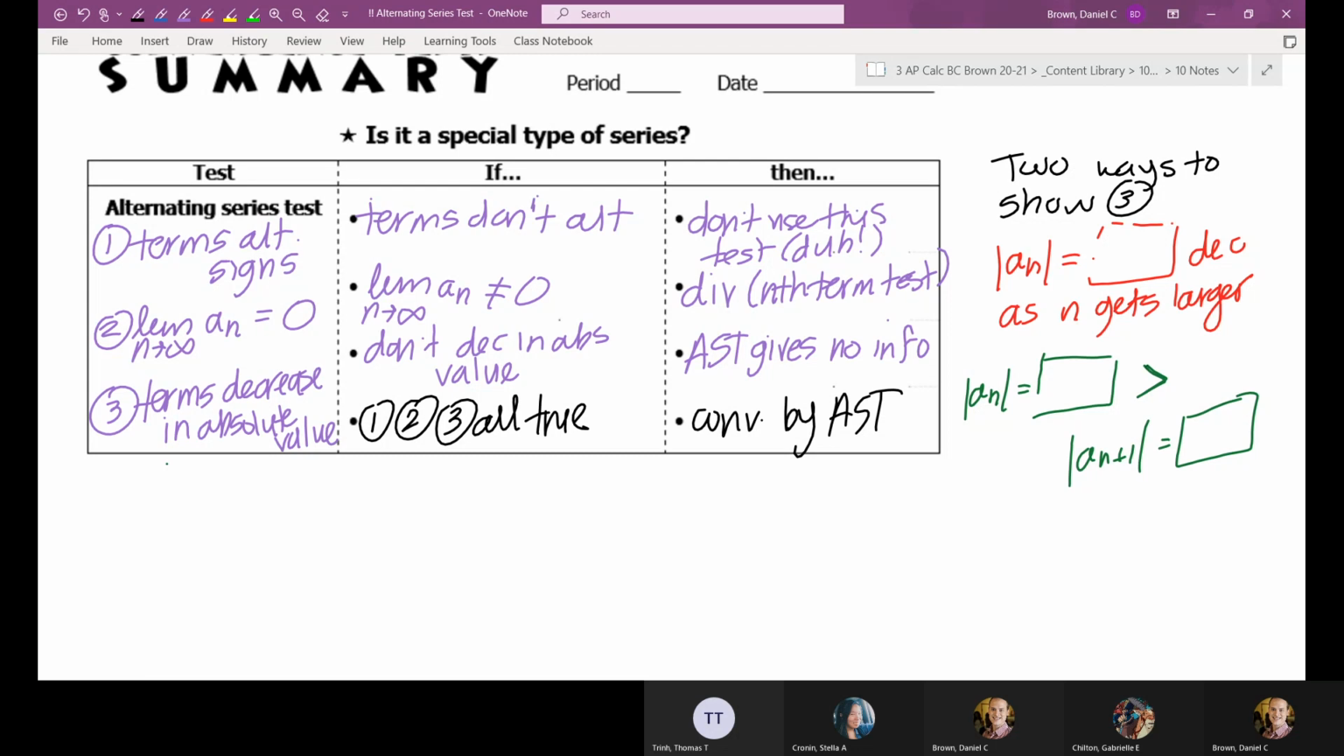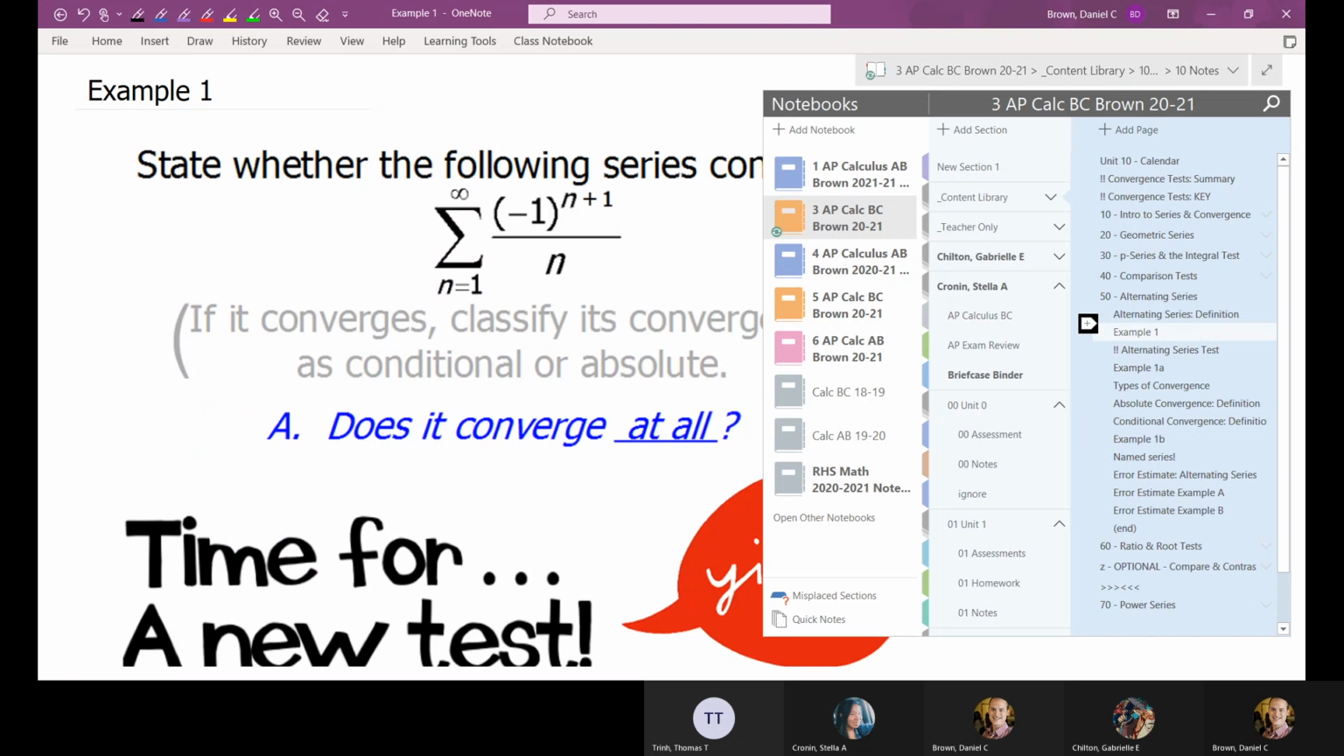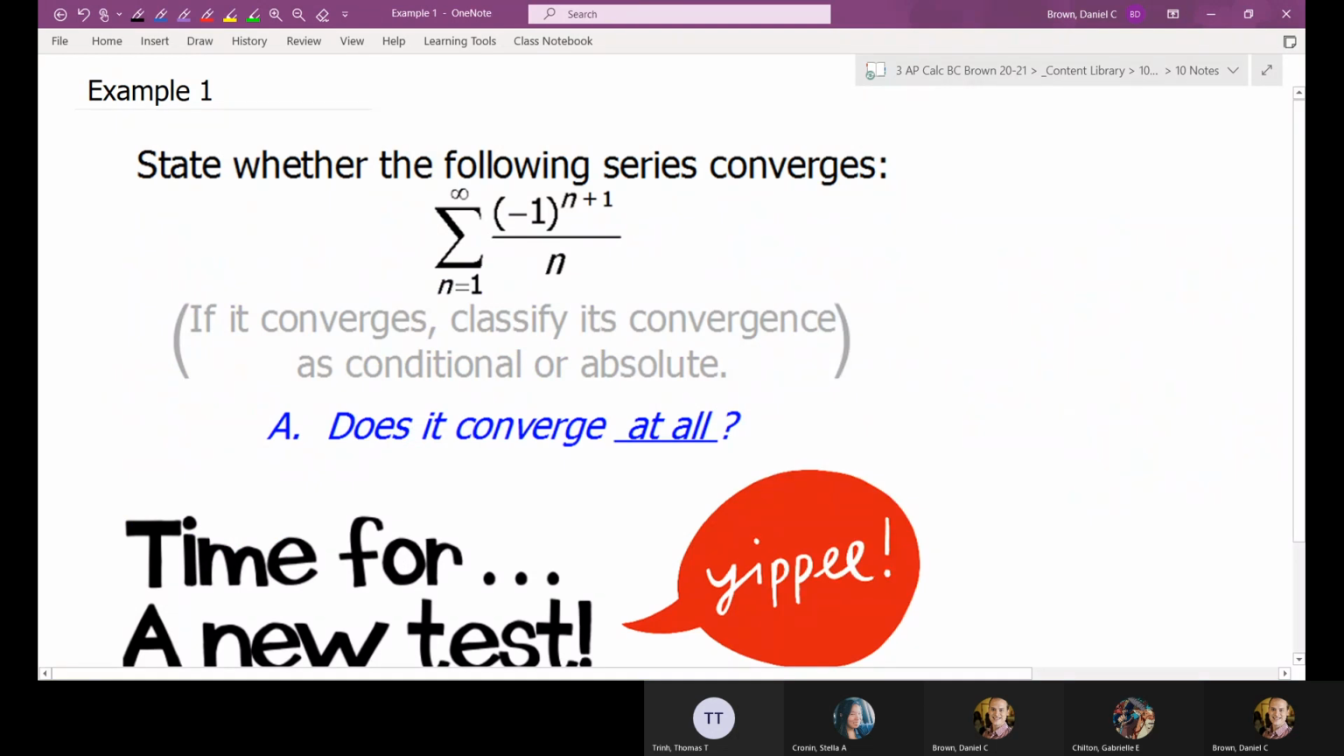So let's go ahead and look at an example. I did phrase this example a little bit differently. These questions often have two parts. The first way is going to be like, hey, does the following series converge? That's what I have typed in blue. And then in parentheses is another way this question would be asked for the alternating series.